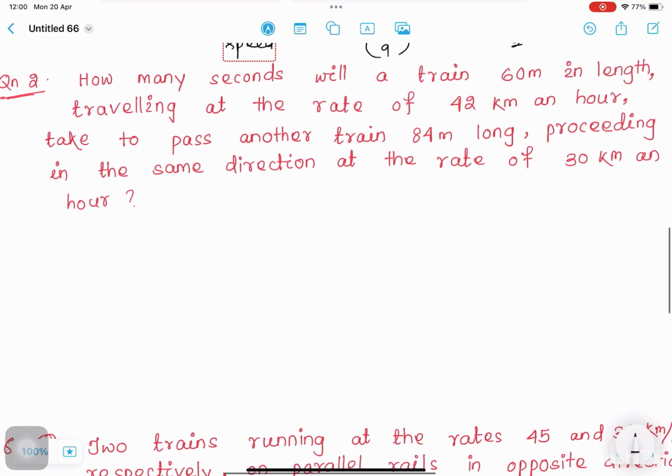Then second question, how many seconds will a train 60 meter in length traveling at the rate of 42 kilometer per hour take to pass another train 84 meter long proceeding in the same direction at the rate of 30 kilometer an hour? So same direction and opposite direction. If the trains are in the same direction, then relative speed will be minus. Opposite direction we have to do plus.